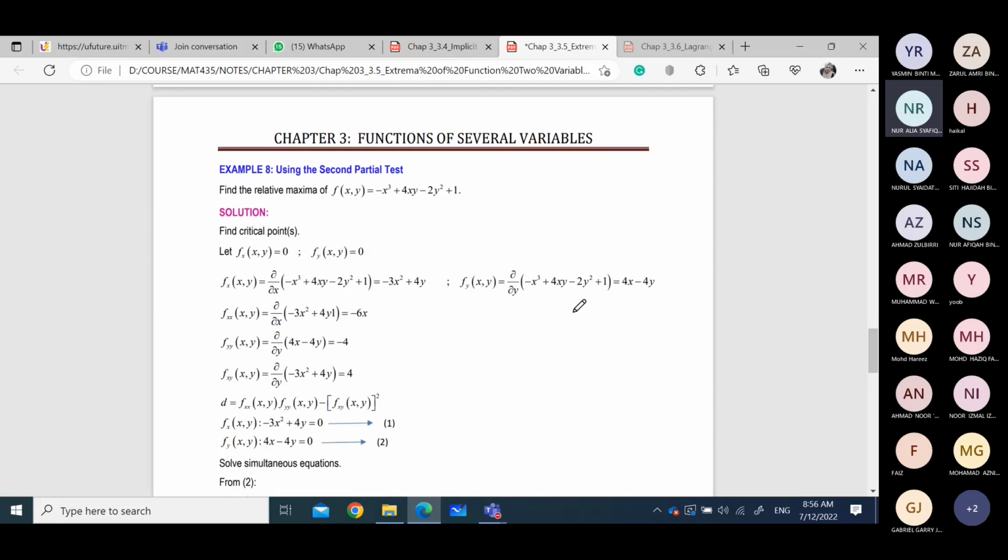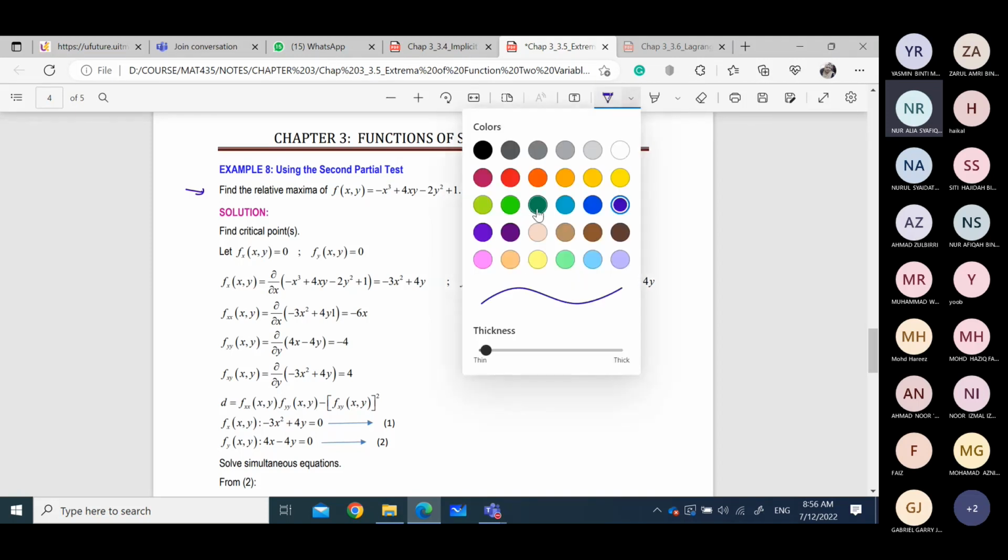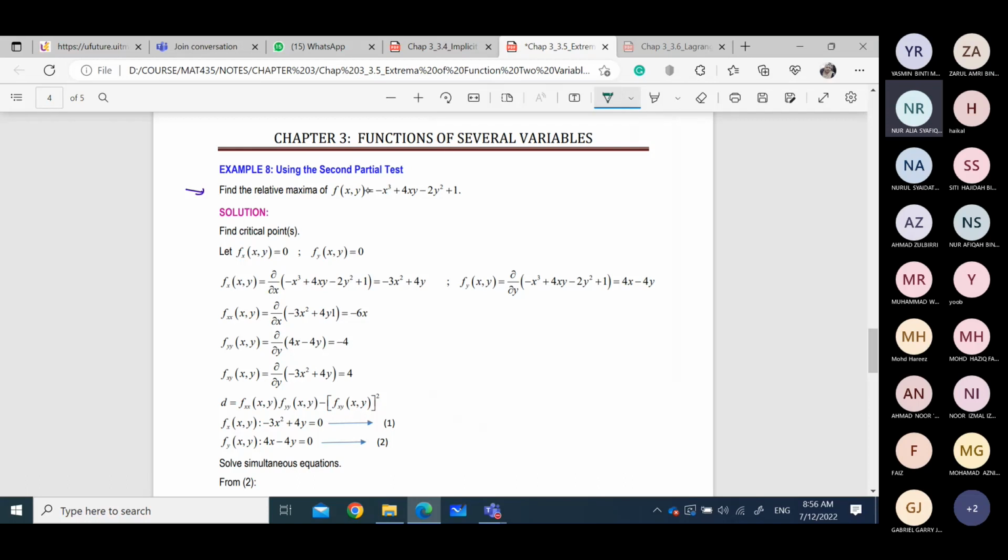Alright, so now look at this example. In this example, we need to find the relative maxima of the surface minus x cubed plus 4xy minus 2y squared plus 1. Alright, so first step, we need to find critical points. So how to find critical points?